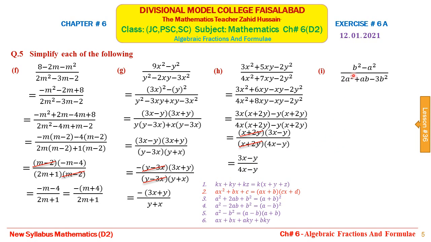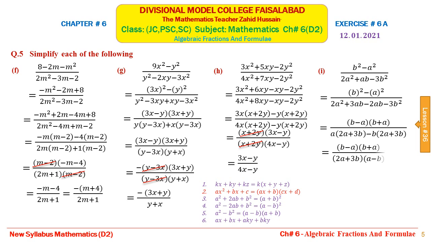Its I part again. b square minus a square is an expression of this type, and 2a square plus ab minus 3b square is an expression of second type, quadratic expression. So we will factorize the numerator and denominator. And we will get b minus a into b plus a over 2a plus 3b into a minus b.